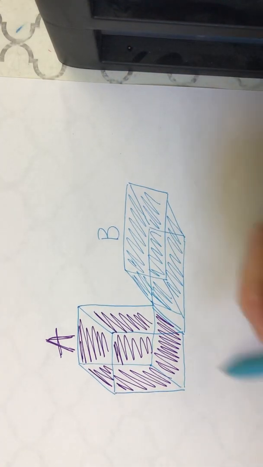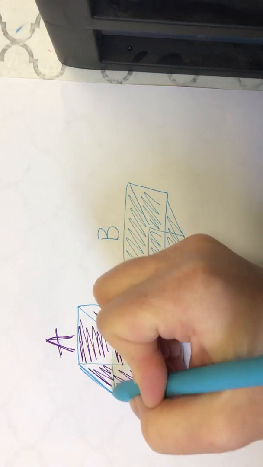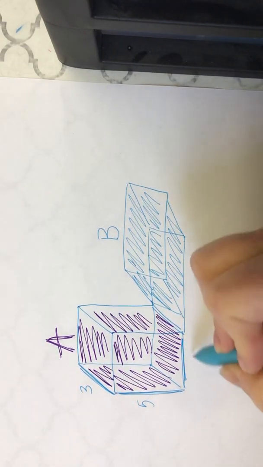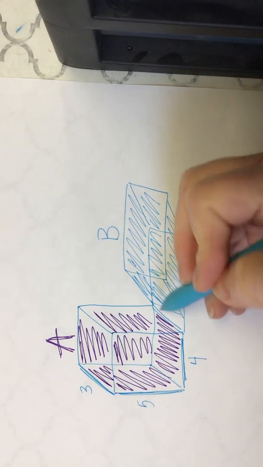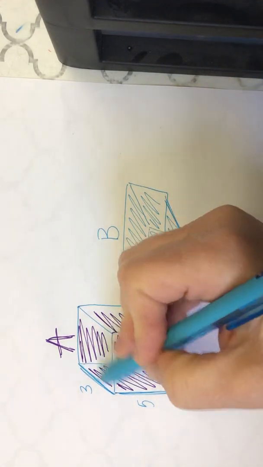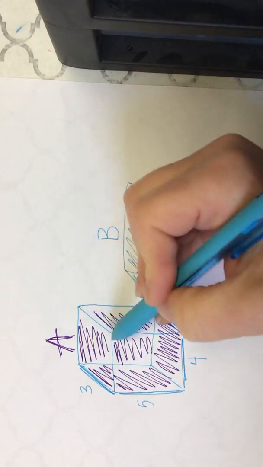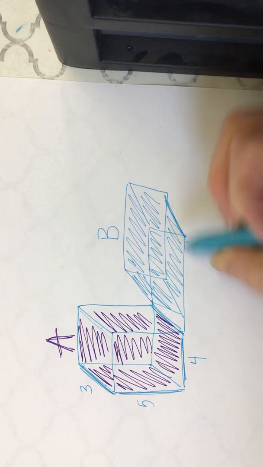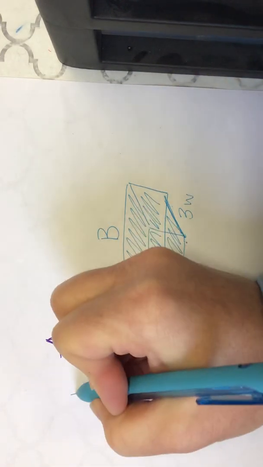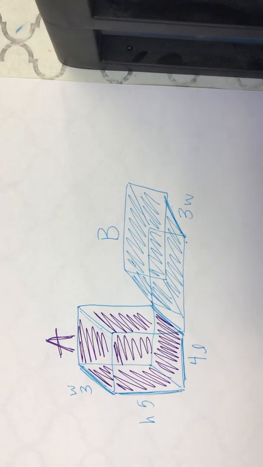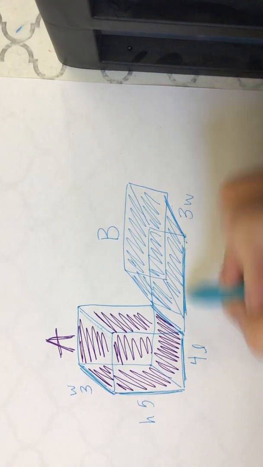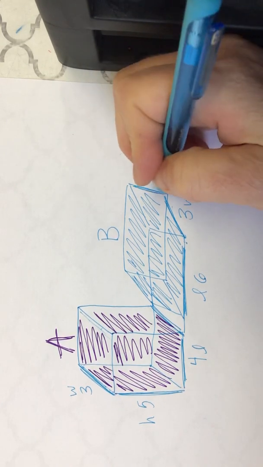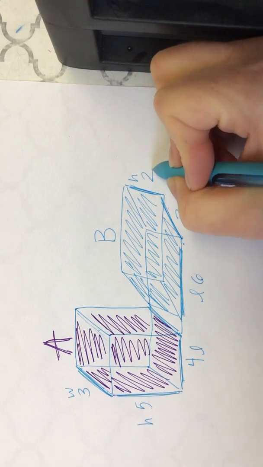Okay, let's say we have a width of 3, a height of 5, and a length of 4. Here we're still going to have a width of 3 because notice this one is the same as this, which is the same as this, which is the same as this. They're all the same. So we're still going to have a width of 3. And we are going to have a length of 6. And we are going to have a height of 2.